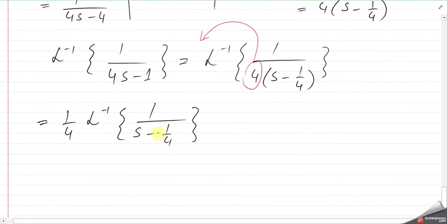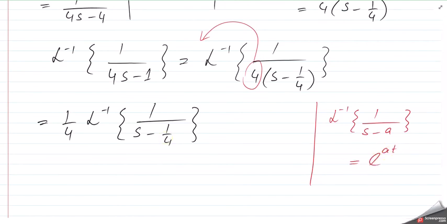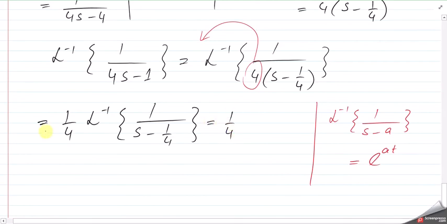Now we have exactly the situation which is given in the formula. Laplace of 1 over s minus a equals e power at. Our a is 1 by 4 now. So this becomes 1 by 4, which is outside, that's still there, and e power 1 by 4t. That is our answer. So Laplace inverse of 1 over 4s minus 1 is 1 by 4 e power 1 by 4 t.